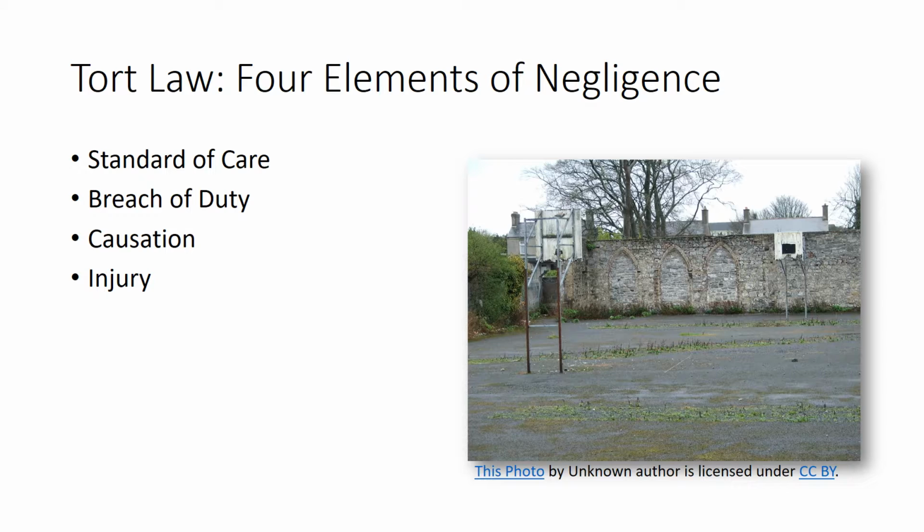In order to win a negligence lawsuit, a plaintiff would have to prove these 4 things. 1, that there was a standard of care that the person that harmed them did not live up to. So the second would be there's a breach of duty, meaning whatever they did, they failed to meet the existing standard of care. The next is that action or inaction actually caused the injury. And then finally, there was an actual injury, either physical or emotional harm.